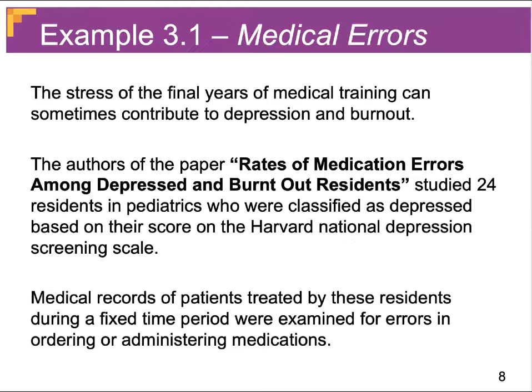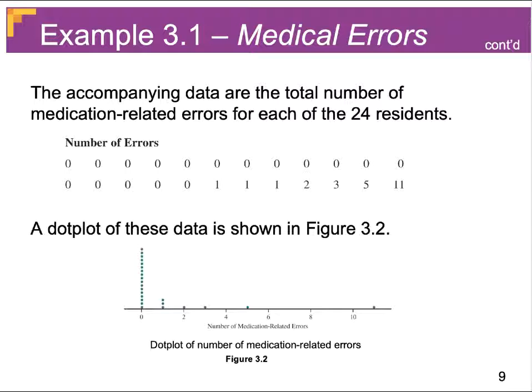So if we look at an example of the rates of medication errors among depressed and burnout residents, they looked at 24 residents in pediatrics who were classified as depressed based on their score on the Harvard National Depression Screening Scale. They then looked at the patient medical records to see if there were errors in ordering or administering medications. Here's the data, and we see that most of these residents did not have any errors. There were a few residents that had 1, 2, or 3. We had one resident with 5 and one resident with 11.